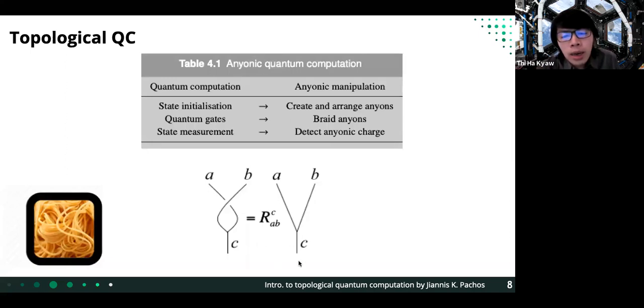If any of you are interested in topological quantum computation, as I mentioned earlier, this is a combination of physics, in particular condensed matter physics, braid knot theory in mathematics, and differential geometry. It is a really rich research literature, and there is an extremely well-written book by Jiannis Pachos, Introduction to Topological Quantum Computation. If anyone is interested, I highly recommend this book.